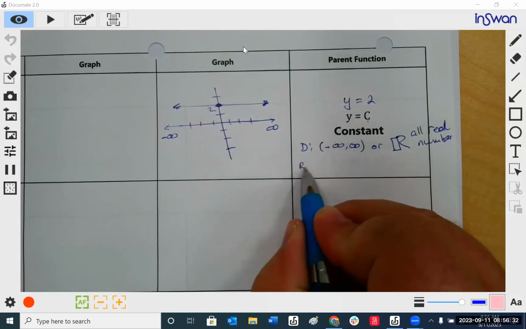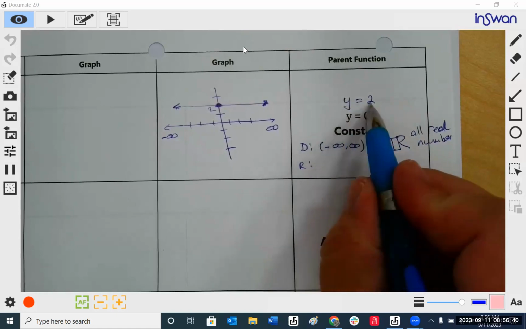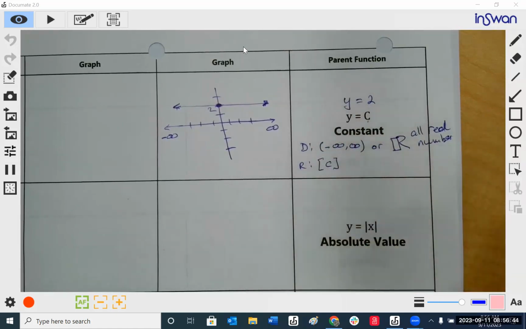What's the range of a constant function? What's the Y values? Yeah, it's just whatever the value is. It can't be anything else.